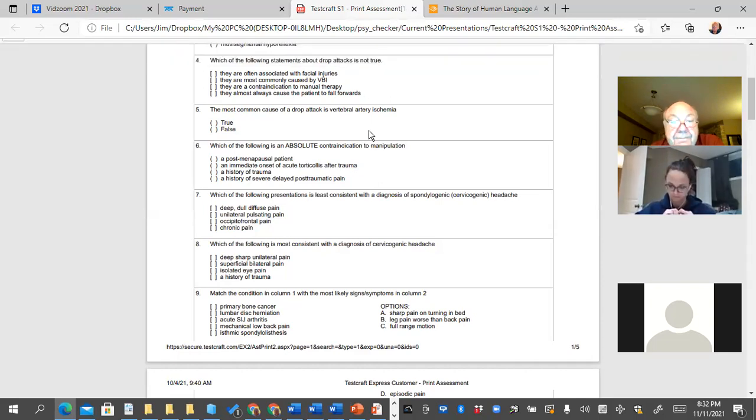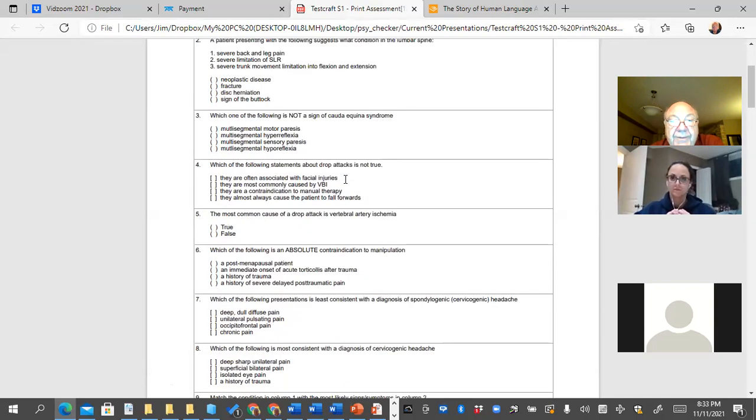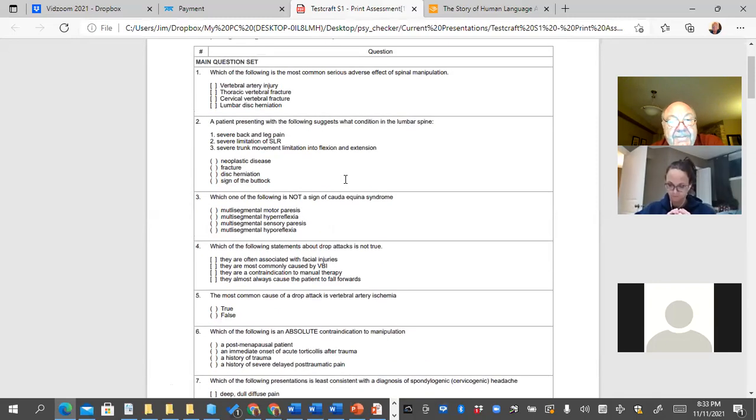Okay, the rest of these are fairly straightforward. You see a lot of postmenopausal women. The history of trauma is common, and usually that pain is fairly severe. But post-traumatic severe pain is generally inflammatory.